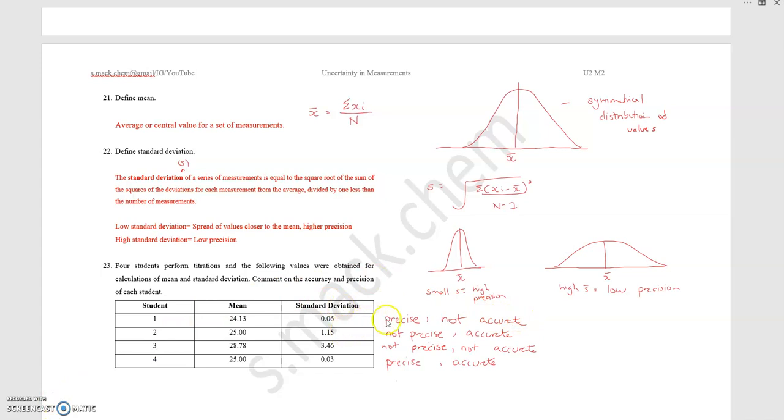In answering these questions, you're not allowed to use the same type of description for another set of experimental values. So for example, student 1, precise but not accurate. Student 2, not precise but accurate. Student 3, neither precise nor accurate. Student 4, precise and accurate.